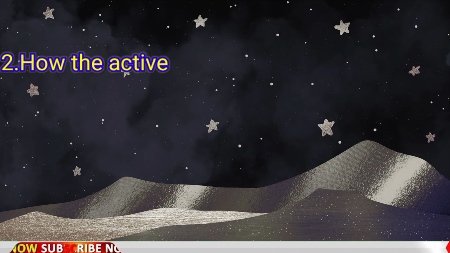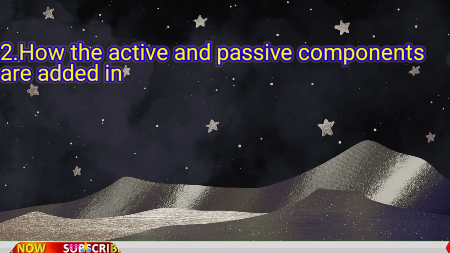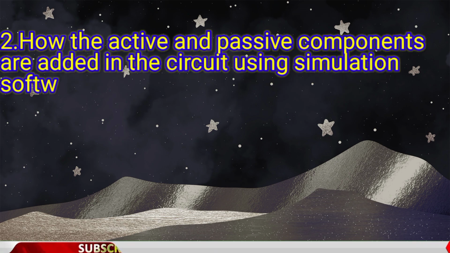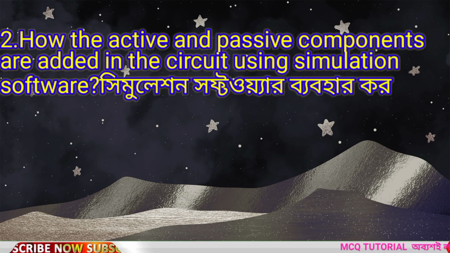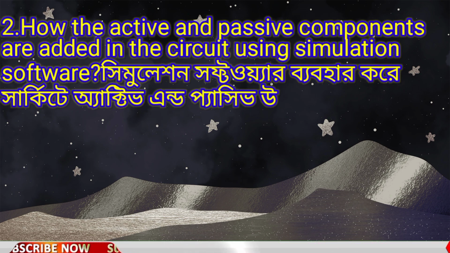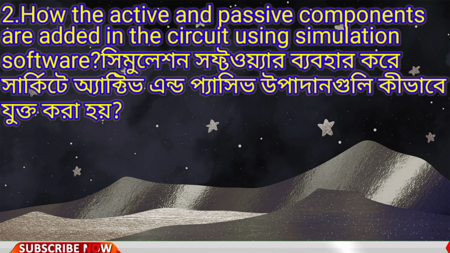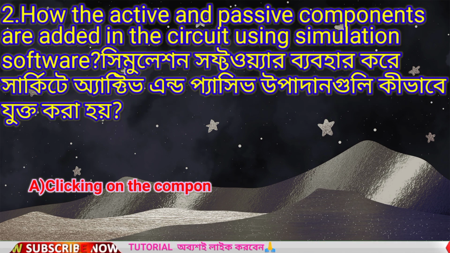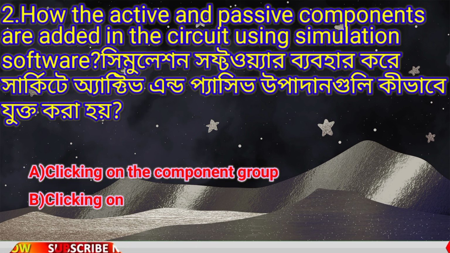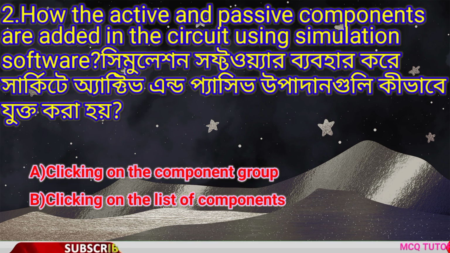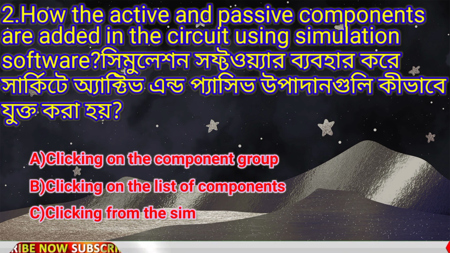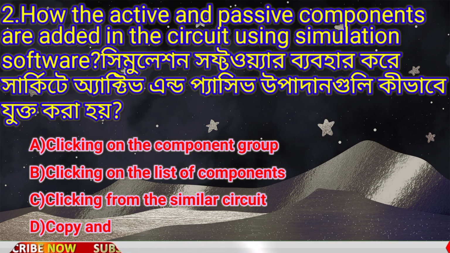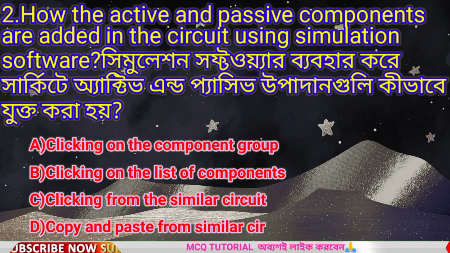How are the active and passive components added in the circuit using simulation software? Option A. Clicking on the component group. Option B. Clicking on the list of component. Option C. Clicking from the similar circuit. Option D. Copy and paste from similar circuit.